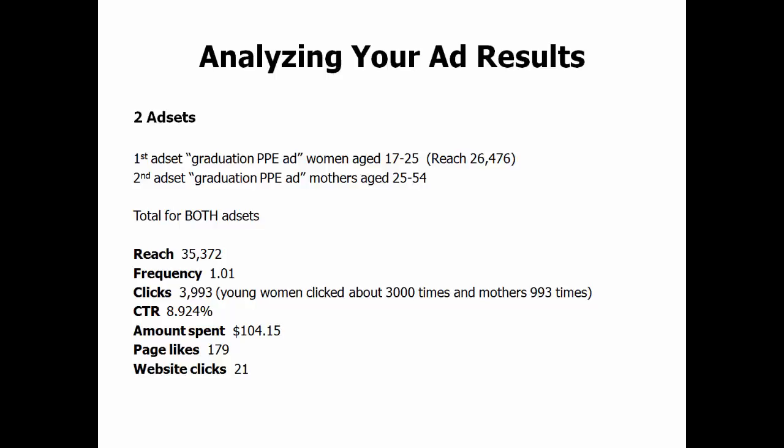So basically, in a nutshell, we have 3 times as much reach on a younger crowd. Frequency is nice and low on both ads. A lot more clicks on the younger crowd, 3,000, compared to the older crowd, 993. The CTR is pretty good for both ads. The amount spent is equal. No checkouts came from these 2 ads in the past 7 days.